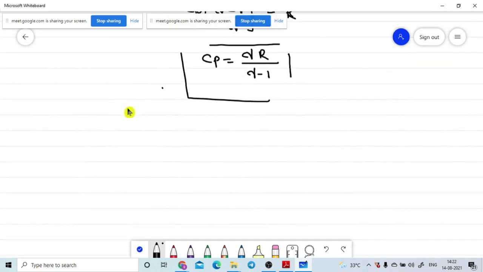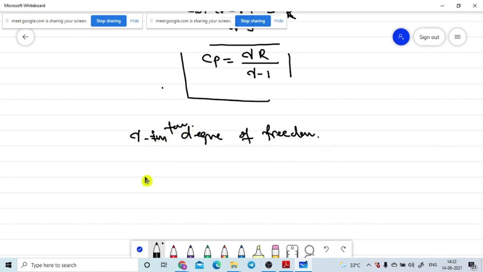One more concept to introduce here. They may ask in your examination the value of gamma in terms of the degrees of freedom. This is gamma in terms of degree of freedom. They may ask this in competitive examination questions.